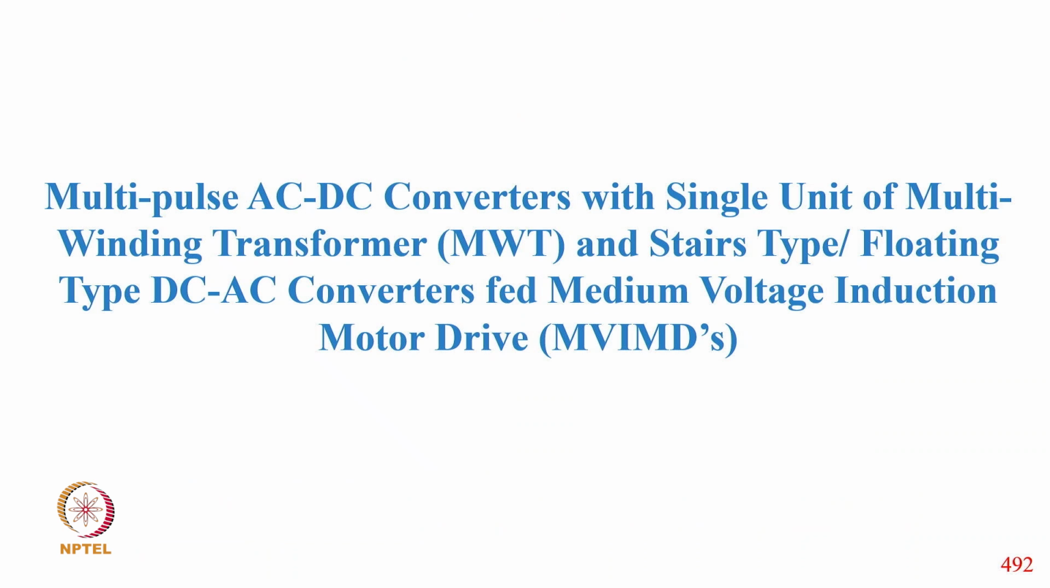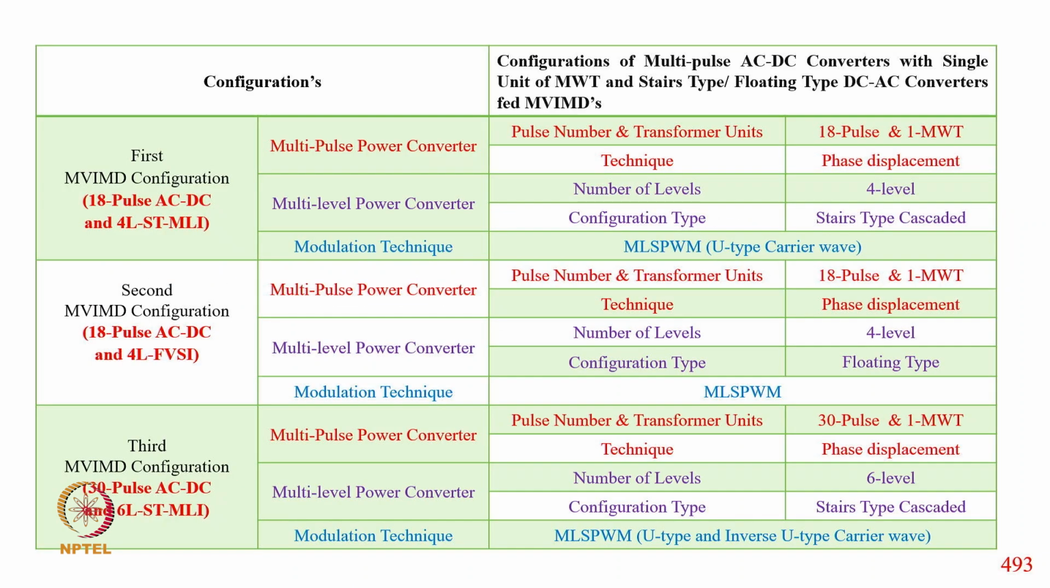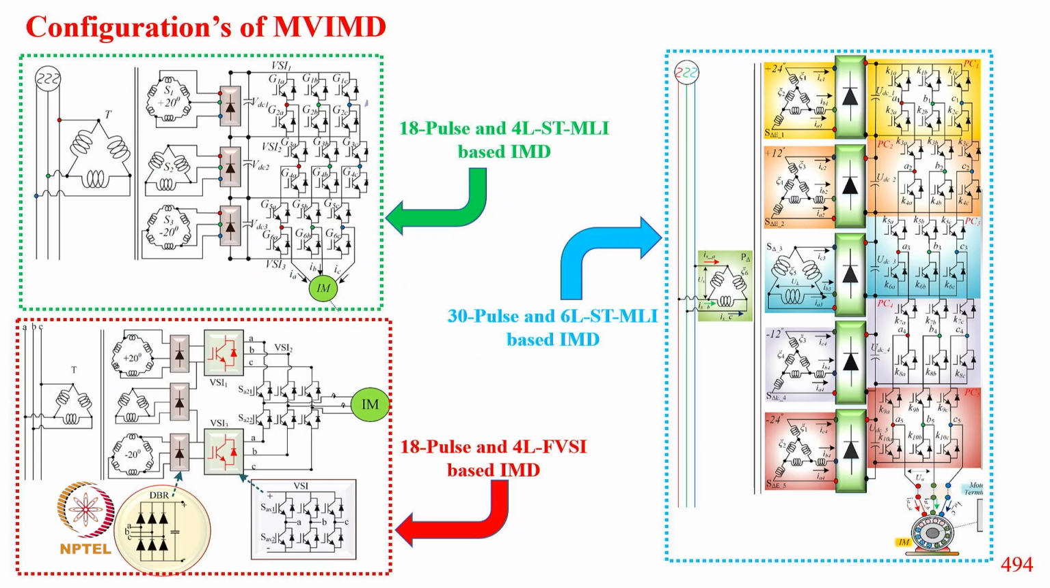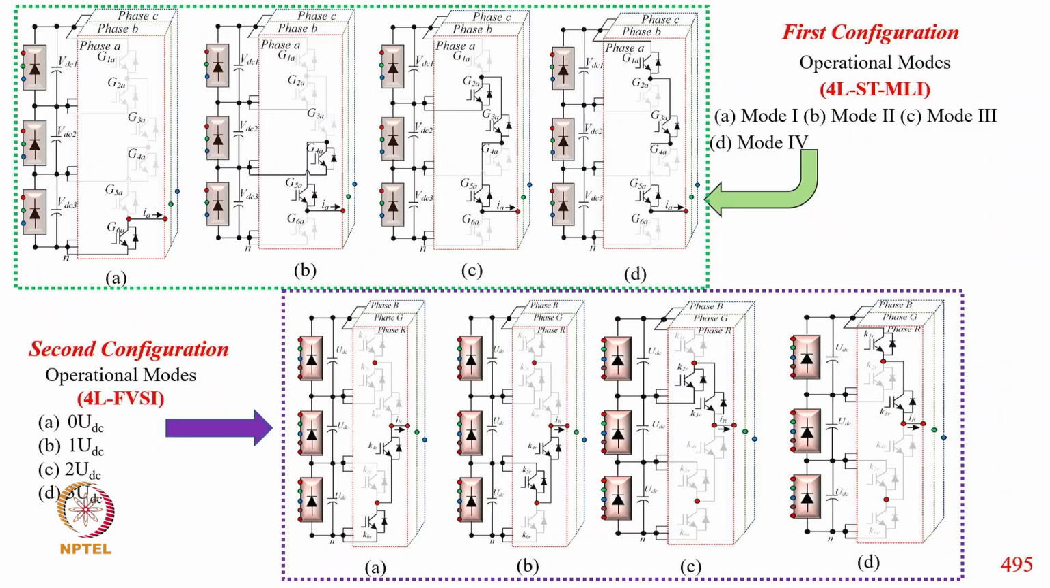Now coming to multi-pulse AC/DC converter, single unit of multi-winding transformer, and stair type floating point DC converter fed medium voltage induction motor drive. So this is the configuration of 18 pulse 4 level, and then the typical configuration of multi-pulse, and then the configuration comparison. So 18 pulse 4 level, and then 18 pulse 4 level flying capacitor typically, and then the 30 pulse typically 6 level.